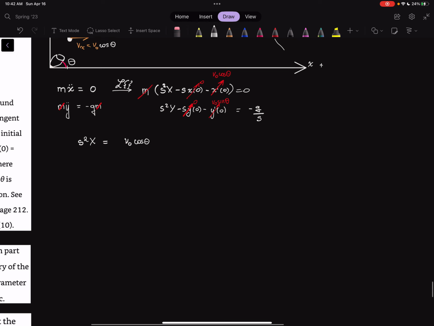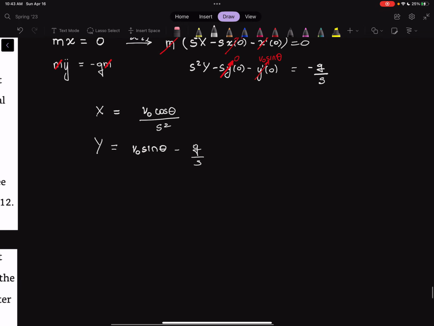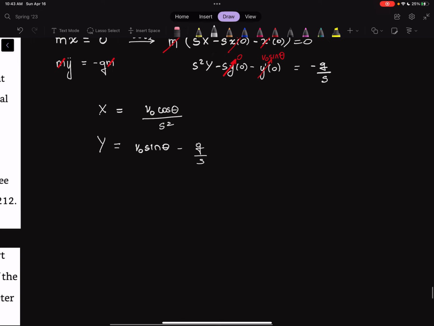If I divide by s squared, I get s squared here, and I freed my x. With the y, we're going to have v naught sine of theta minus g over s. So let me write g over s. And all of that has an s squared here, but if I divide by s squared, then I'm going to get s squared here and s to the third here.